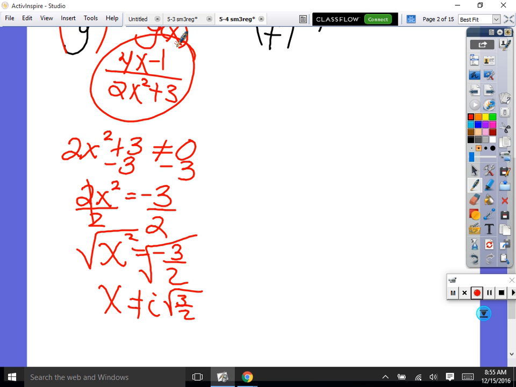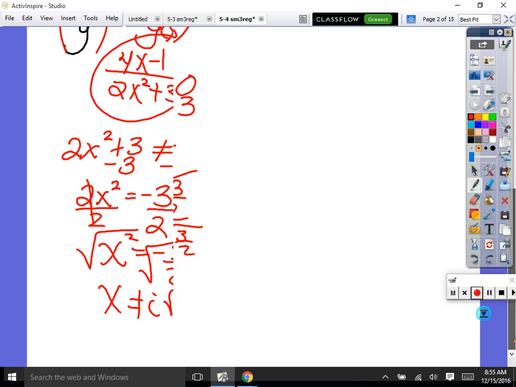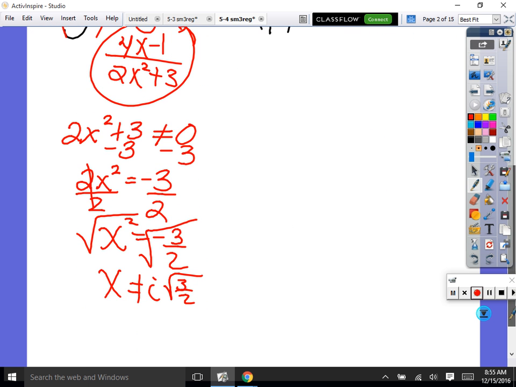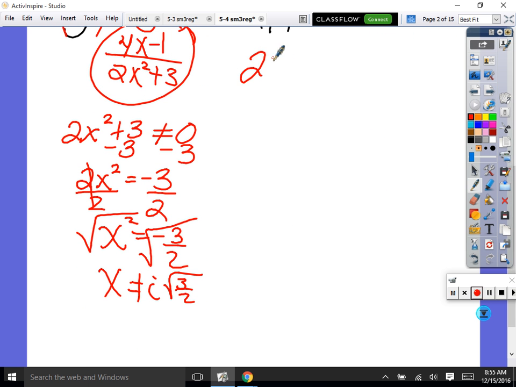Is the bottom ever going to be 0? No. So it's never going to be undefined. That's what I'm saying. Does that make sense? Okay, so let's now do this one. G divided by f. So what's g? 2x squared plus 3 divided by f, 4x minus 1.